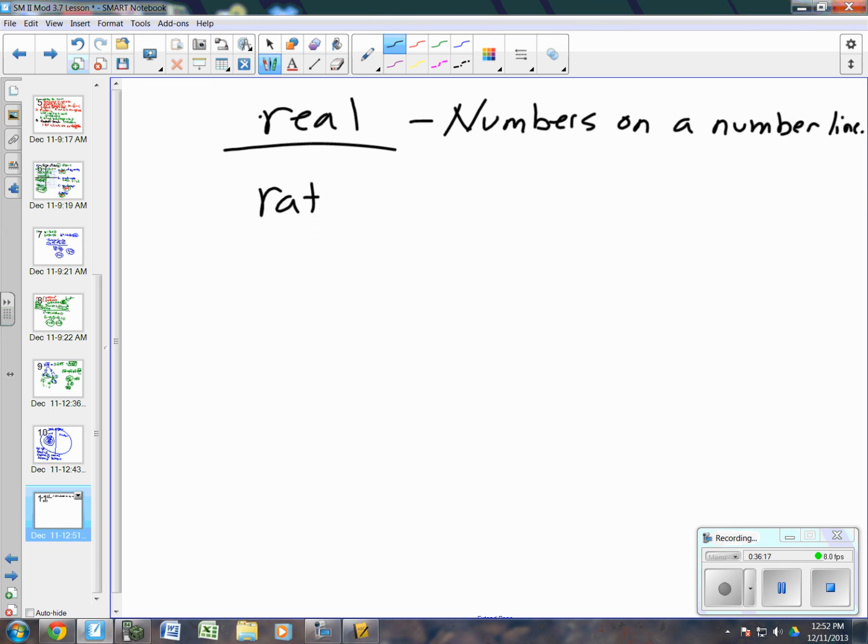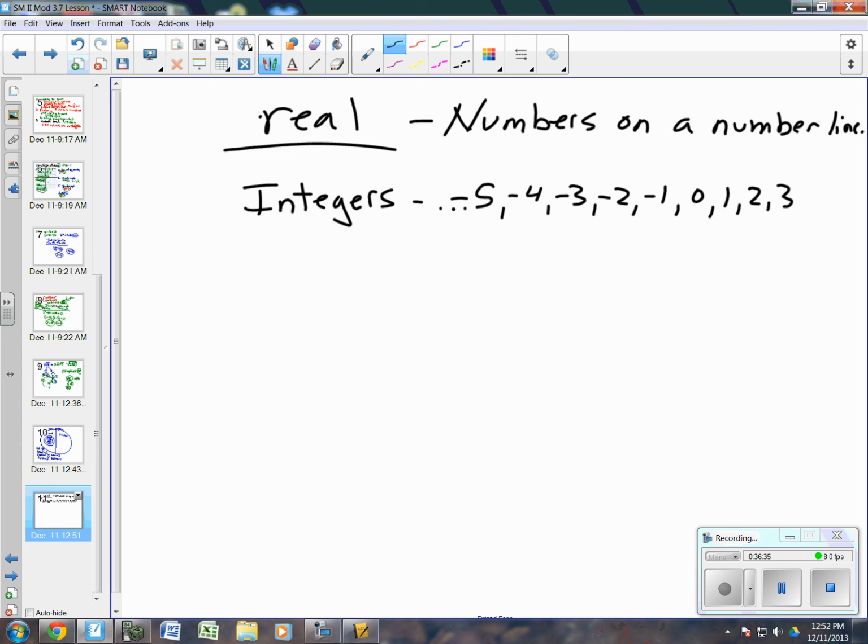Now, for a rational number, I got to talk about integers first, you guys. Integers are these numbers right here. Okay, guys, these are integers. These are integers. It continues that pattern forever. It's the whole numbers and their opposites.